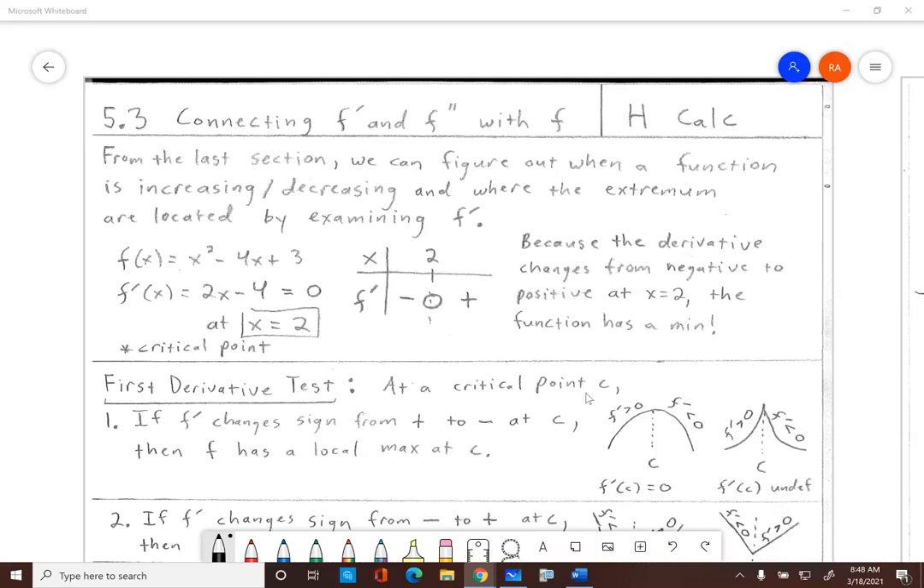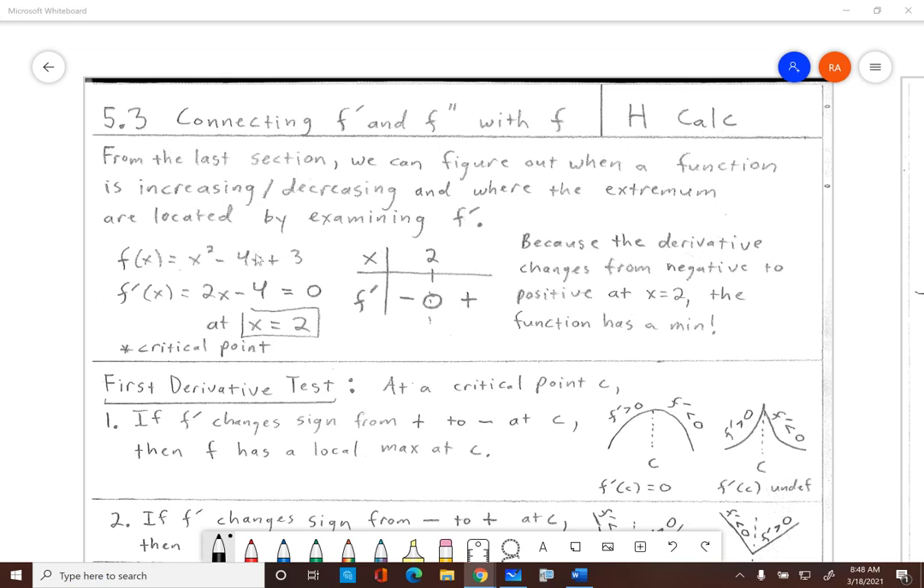Hey everyone, today we're looking at section 5.3 notes, connecting f prime and f double prime with the original function f. As a recap from the last section, we were looking at when an original function is increasing and decreasing, and where those extreme values are located, by looking at the first derivative.